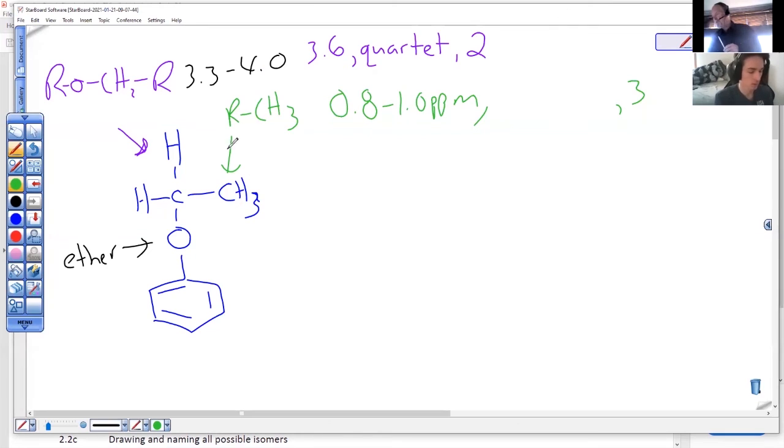Now, the last question for the green one is, what is the pattern? Once again, neighbors. How many neighbors do these 3 H's have? Don't say 3. No. 2. Neighbors, yes, 2. And 2 plus 1 is 3. We call that a triplet.